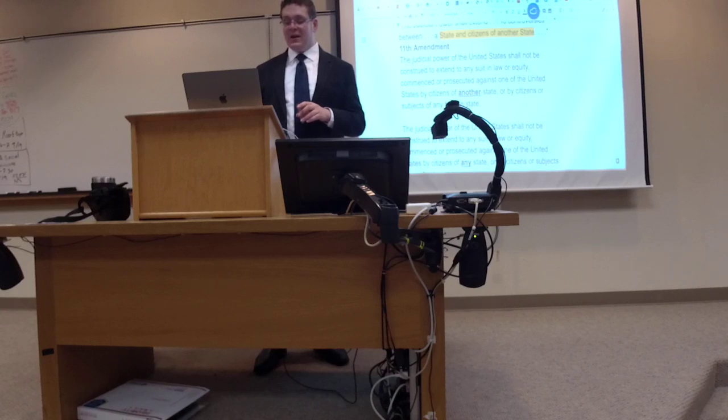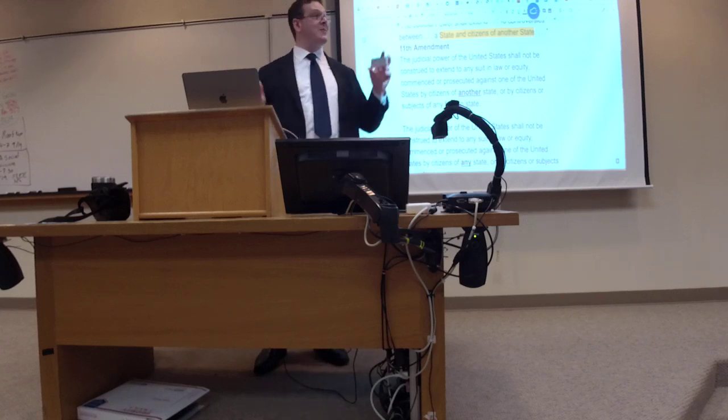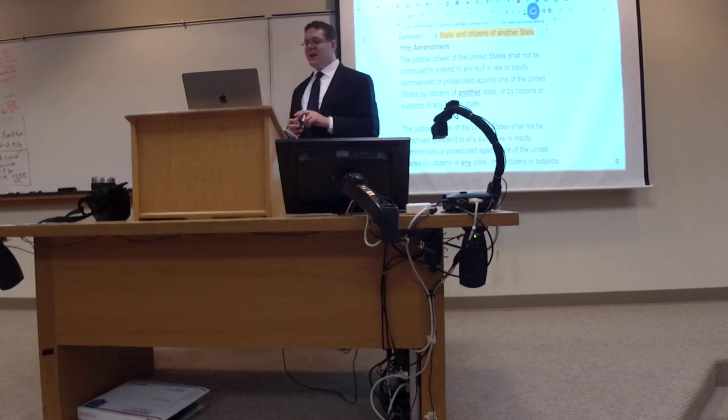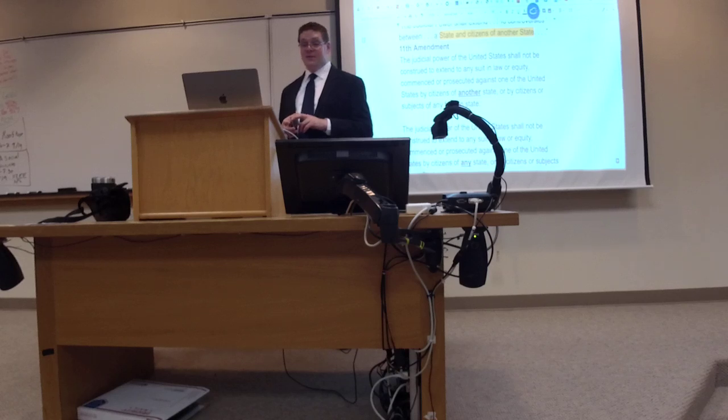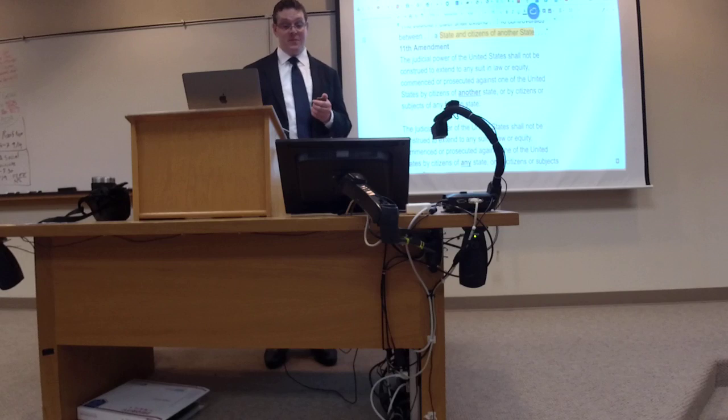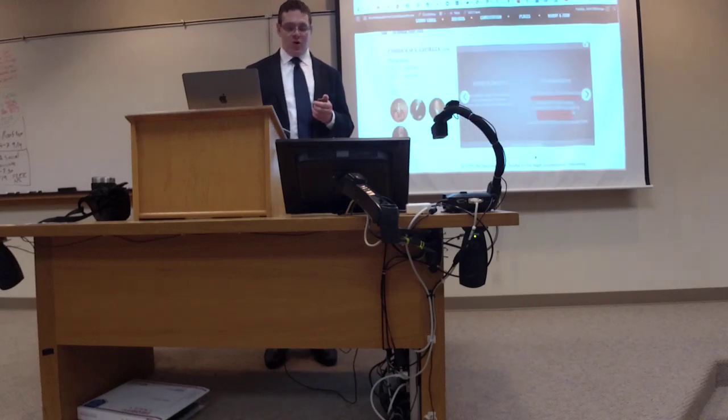Here's the timeline. Chisholm was argued in February of 1793. Decided 2 weeks later. Imagine that. This case decided in 2 weeks. Less than a year later, in 1794, Congress proposed what would become the 11th Amendment. It was ratified 1 year after that in 1795. So within 2 years of Chisholm being decided, you basically amend the Constitution, which is amazing, how quickly they moved. They thought the case was wrong.